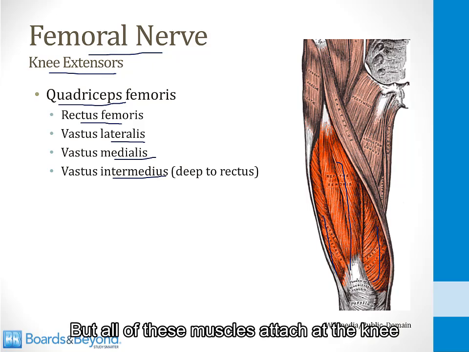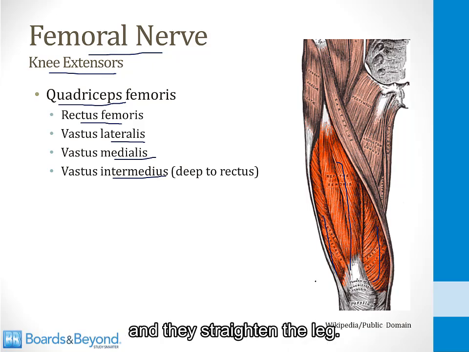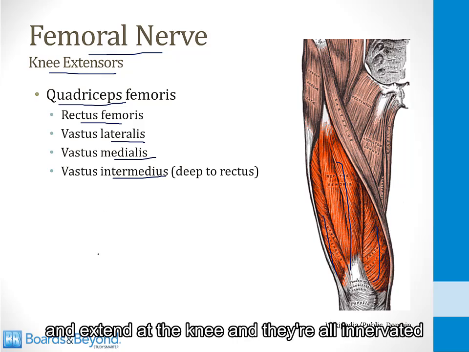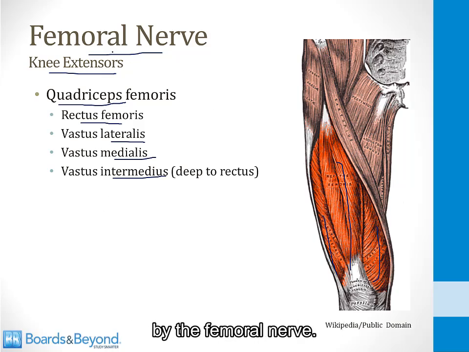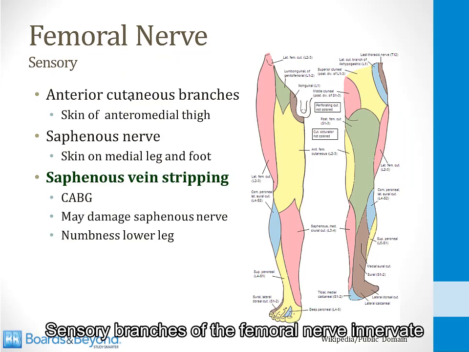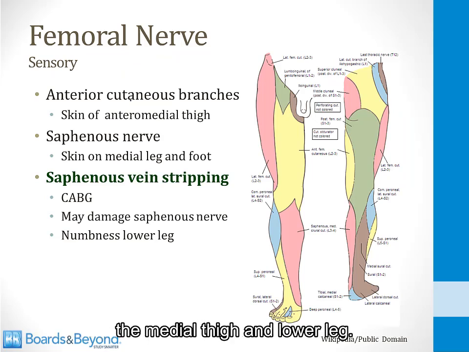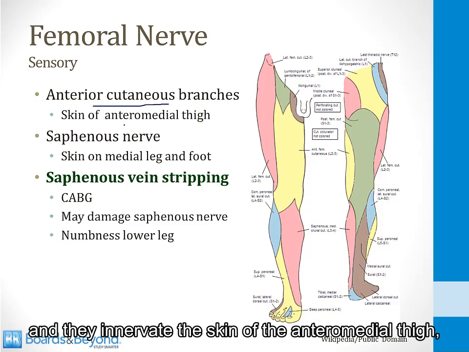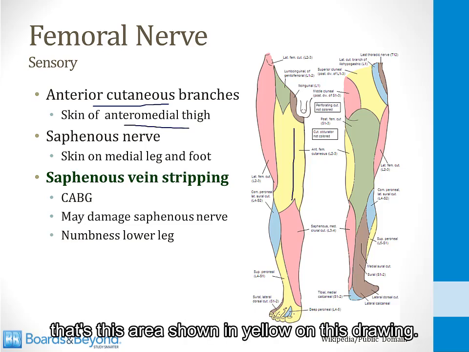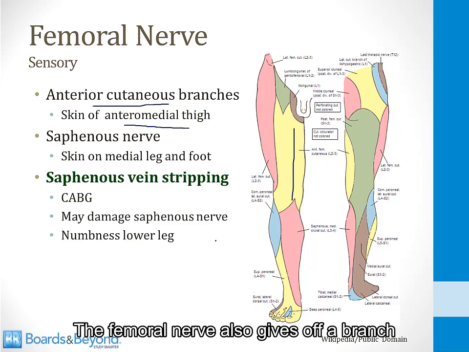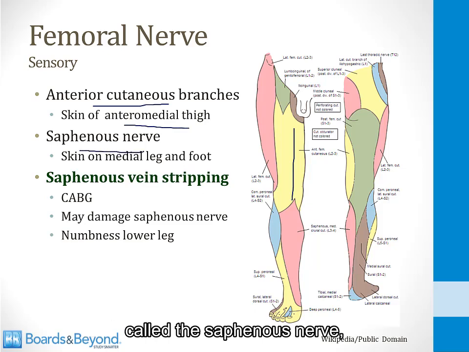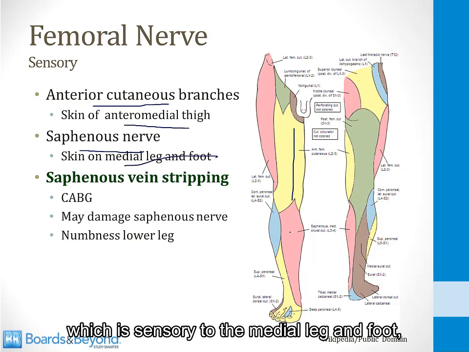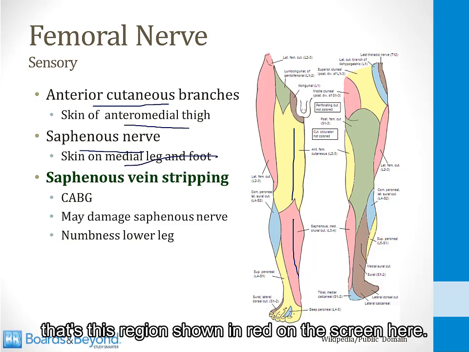But all of these muscles attach at the knee and they straighten the leg. In other words, they lift the lower leg and extend at the knee, and they are all innervated by the femoral nerve. Sensory branches of the femoral nerve innervate the medial thigh and lower leg. There are branches called the anterior cutaneous branches of the femoral nerve, and they innervate the skin of the anteromedial thigh. That's this area shown in yellow on this drawing. The femoral nerve also gives off a branch called the saphenous nerve, which is sensory to the medial leg and foot. That's this region shown in red on the screen here.